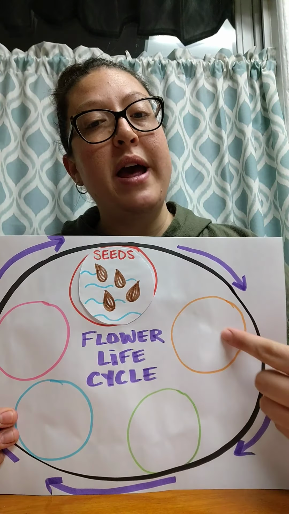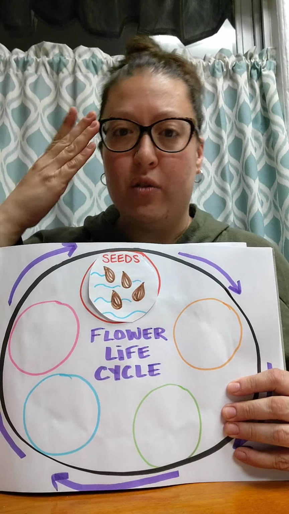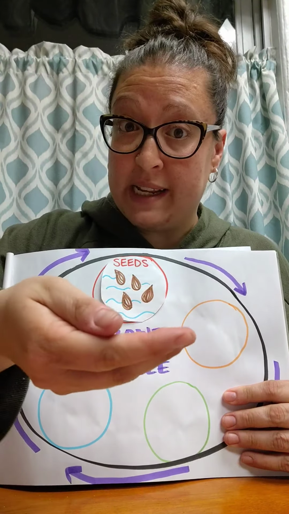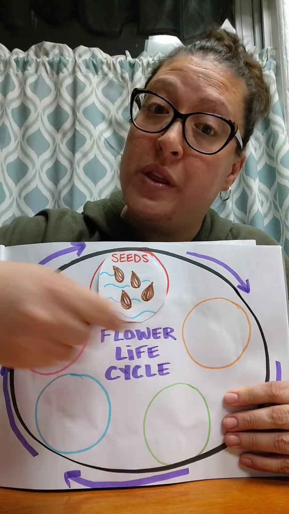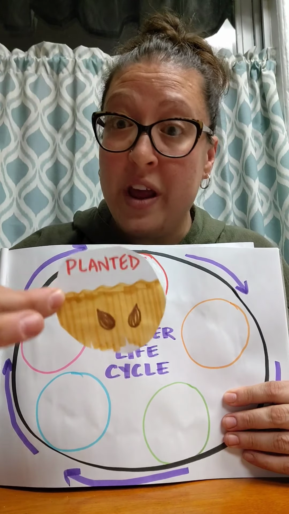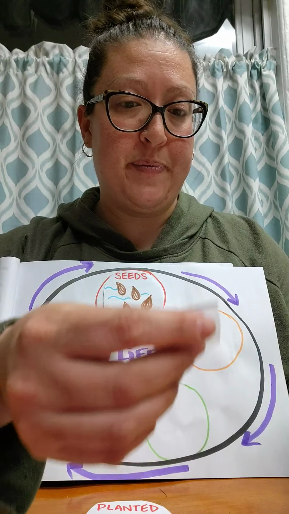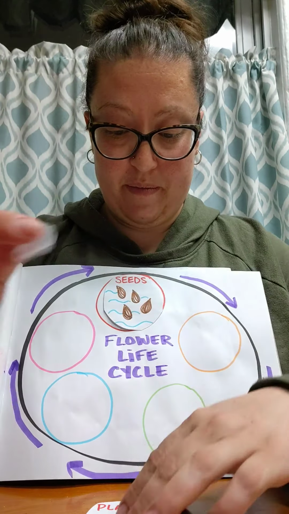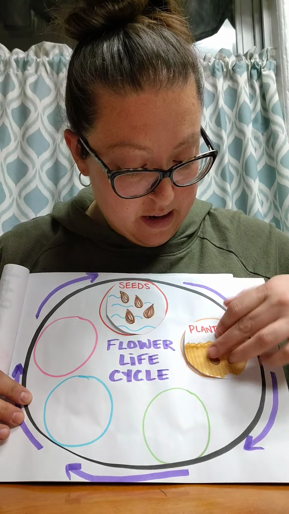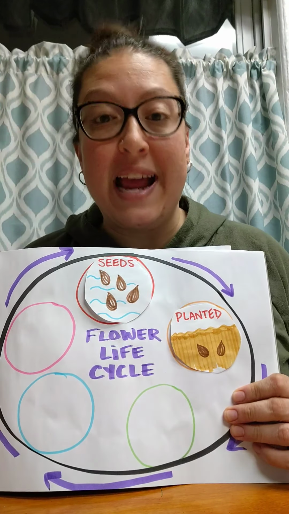Then we're going to go this way. Once the seeds blow down to the ground, what do you think happens? Or if you have some seeds, what's the next step? What do you do with those seeds? That's right, you plant them in the soil, just like we did with the sunflower seeds with our little plant. So I'm going to put that one next, right here. We had seeds, and now our seeds have been planted.